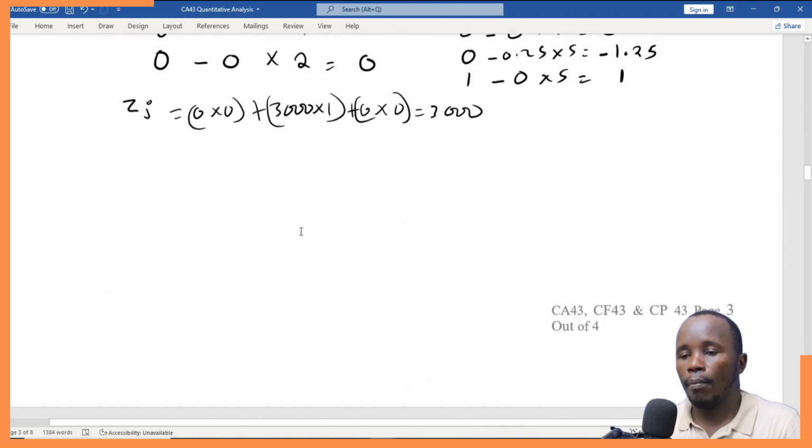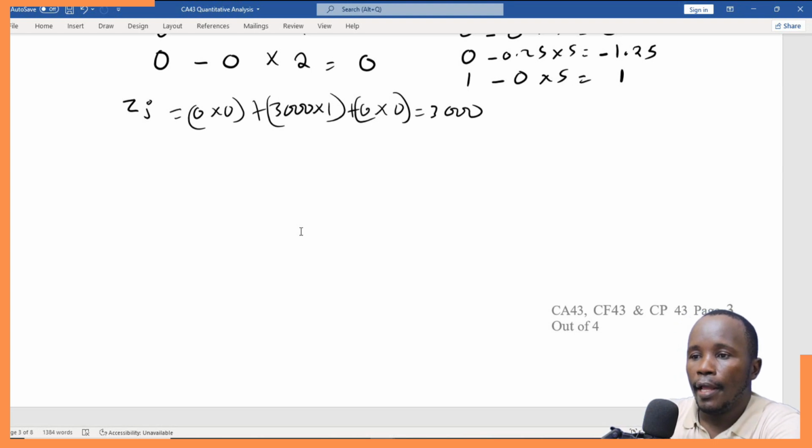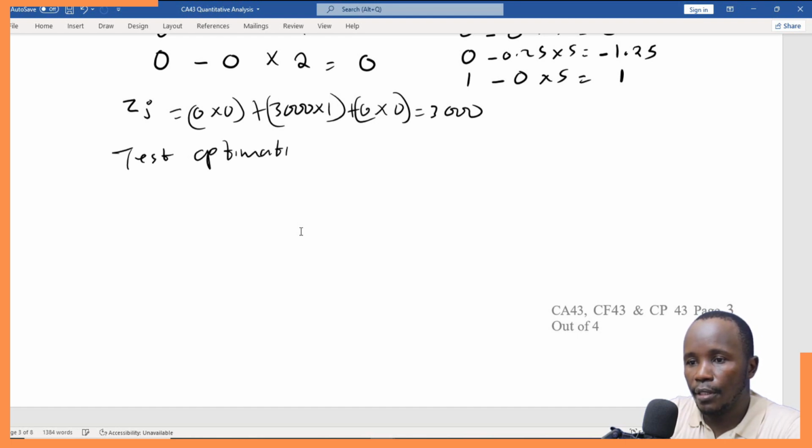Now, let's now check optimality. Test optimality.